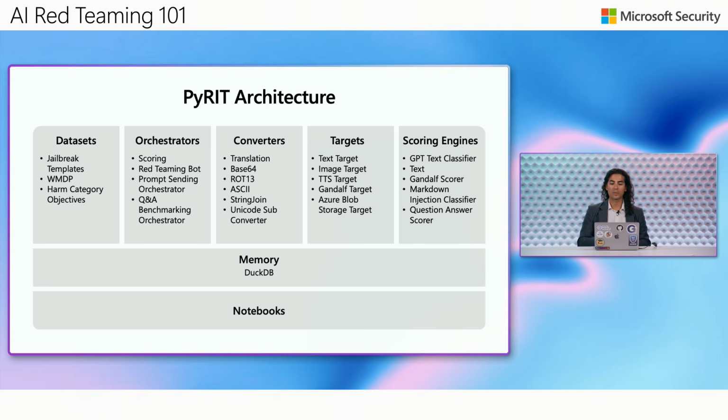And then we have the scoring engines. At the end of the day, we're getting a lot of text, images, and video back, and we need a way of scoring what we have. This is where the scoring engines come into play. At the foundational layer, we have memory, because when you are working at scale, keeping track of what you sent, when you sent it, and who did it can be quite challenging. So we have memory built into PyRIT. And if you go to our repository, you'll see that we have a ton of different notebooks that you can leverage to understand the different components of PyRIT.